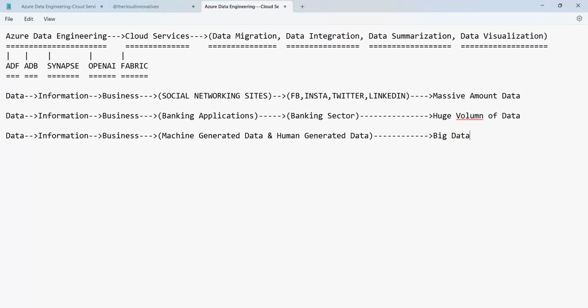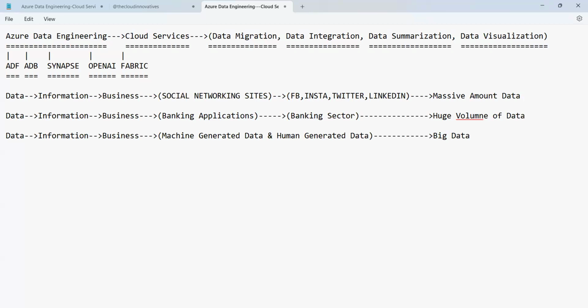It can be massive amount of data, huge volume of data, or big data. It is nothing but one and the same, guys. Just the pattern of writing is different. All are the same here, but I'm using some different terminology.